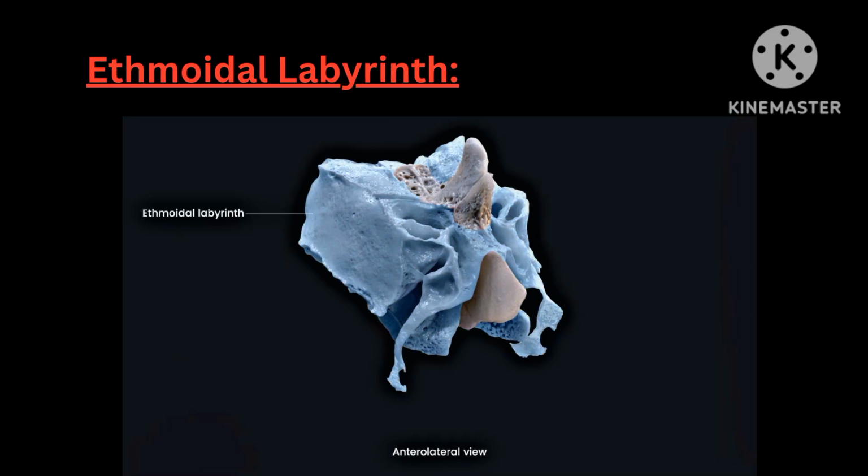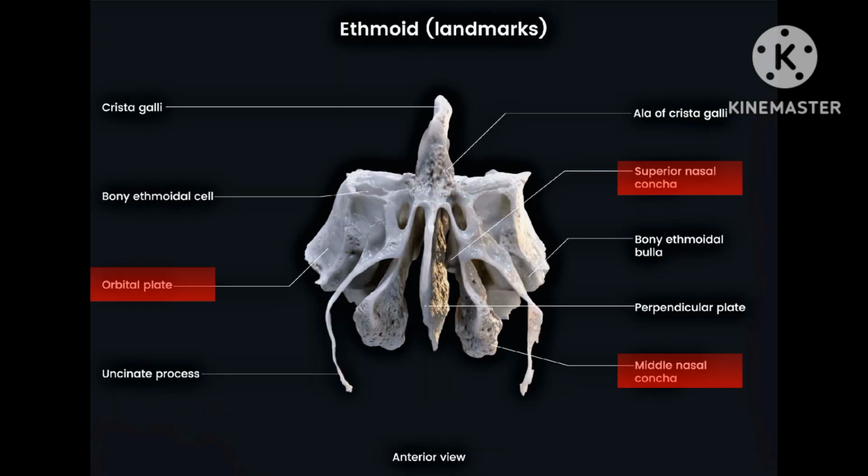Ethmoidal labyrinths, also called lateral masses. It is a paired structure of the ethmoid bone situated in the sagittal plane below the lateral margin of the cribriform plate. The ethmoidal labyrinth separates the orbit from the nasal cavity. This part of the ethmoid features several important structures like ethmoidal air cells, anterior, middle, posterior. Orbital plate. Superior nasal concha. Middle nasal concha.